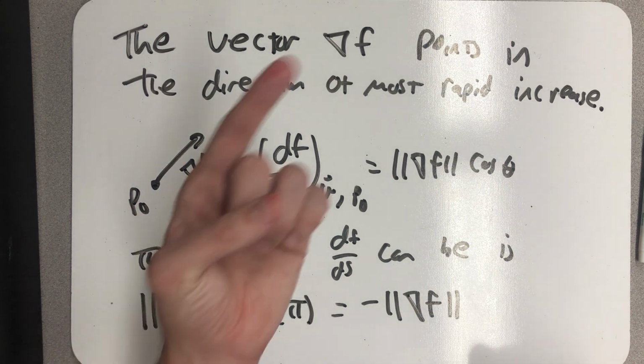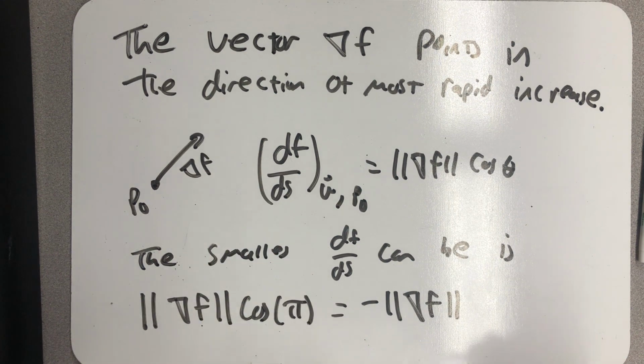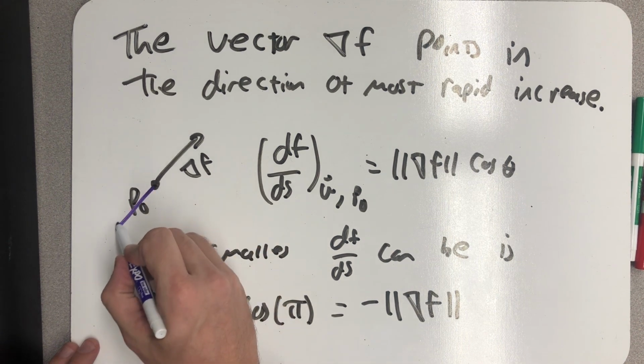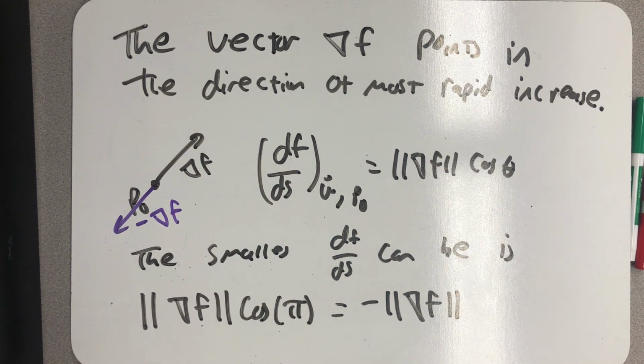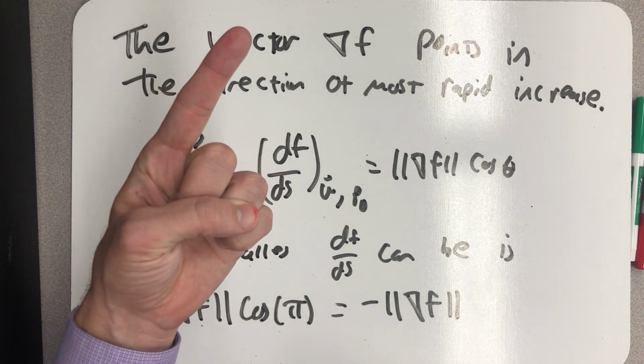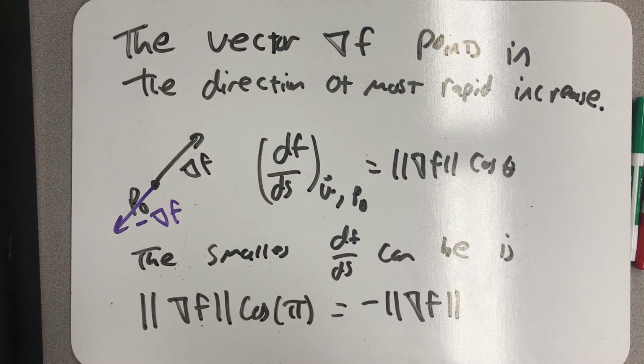So del f points in the direction of most rapid increase. That's a 180-degree turnaround. So the direction of most rapid decrease is going the other direction. That's literally minus del f. So del f points in the direction of most rapid increase, and minus del f points in the direction of most rapid decrease.